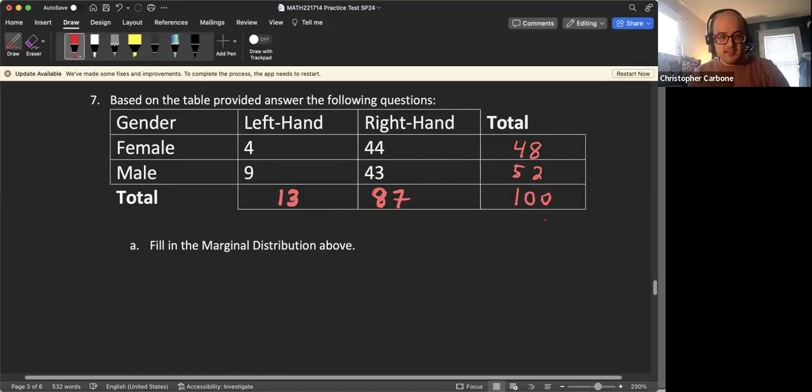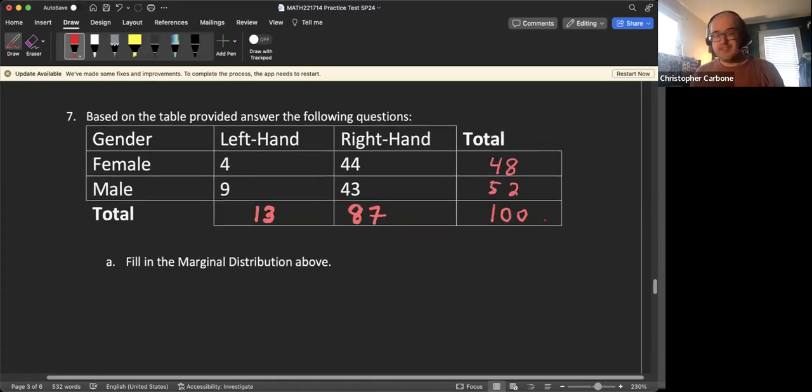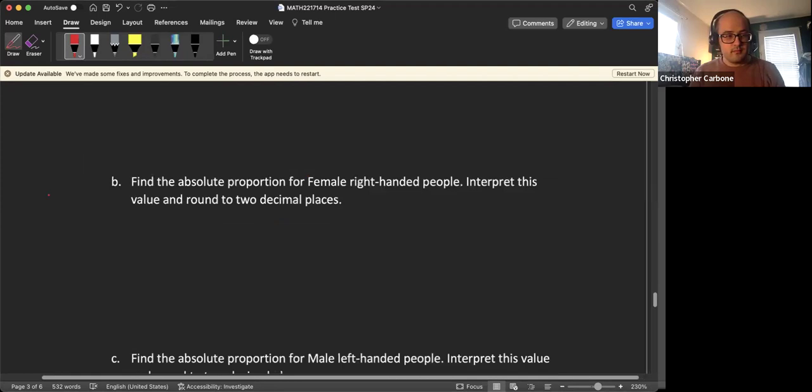Part B wants the absolute proportion for female right-handed people. Interpret it, round to 2 decimal places. This one you actually don't have to round. So for female right-handed people, this is going to be 44. And since this is the absolute proportion, it'll be out of the 100. So 44 divided by 100, so in this case, 0.44 or 44%.